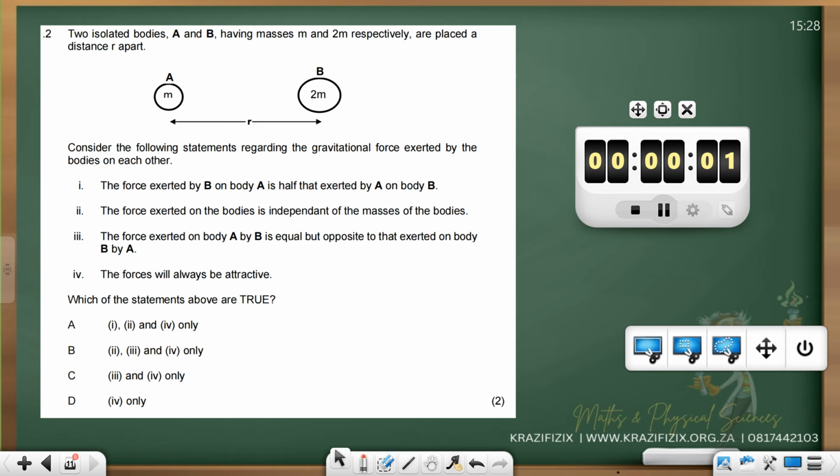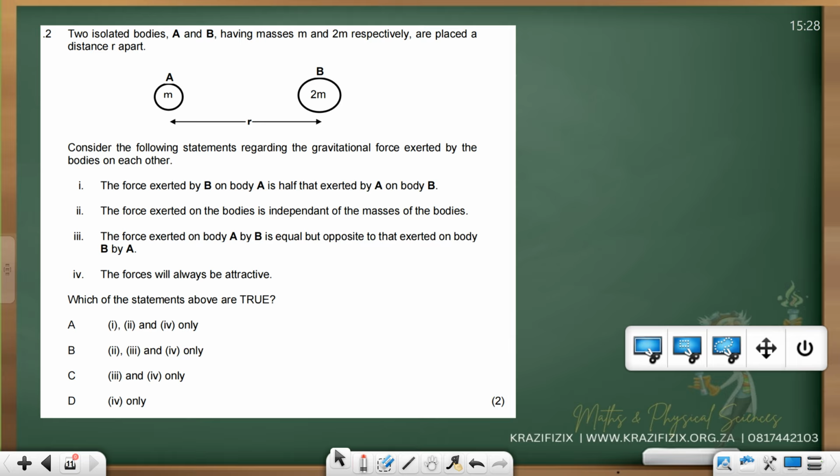What law cancels that? Third law. Yeah, Newton's third law. If body A exerts a force on B, irrespective of the masses, I've cancelled out the second one, that the forces exerted are independent. Wait, the forces exerted on the bodies are what? Independent. That's wrong, because the force is dependent on the mass, because it says the product of the masses is directly proportional to the force. So if the masses are big, the force is big.